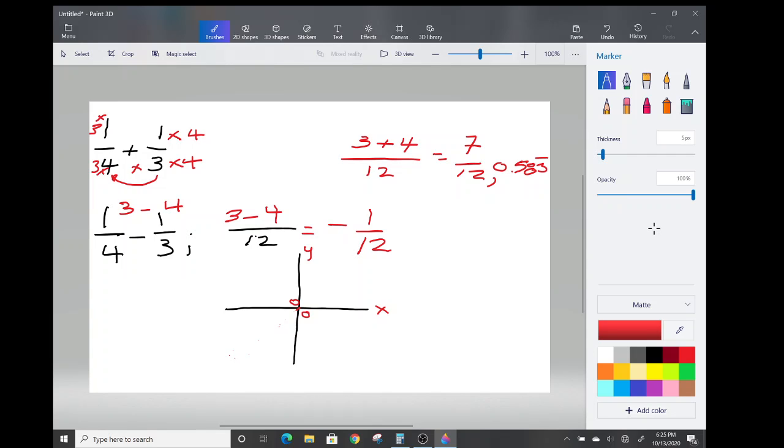What the Europeans did, they got over it.